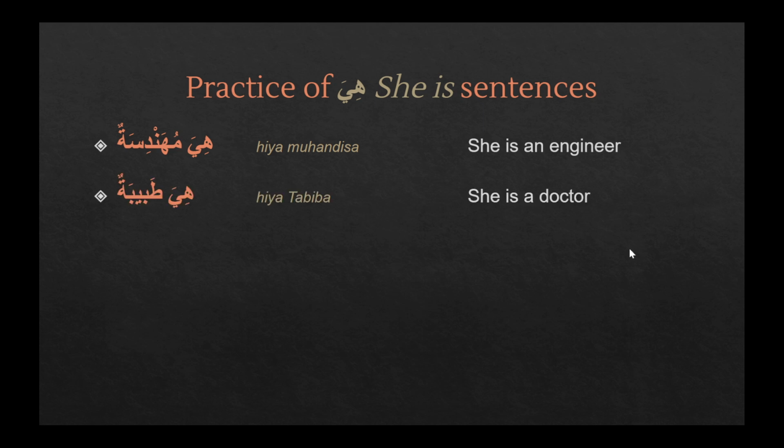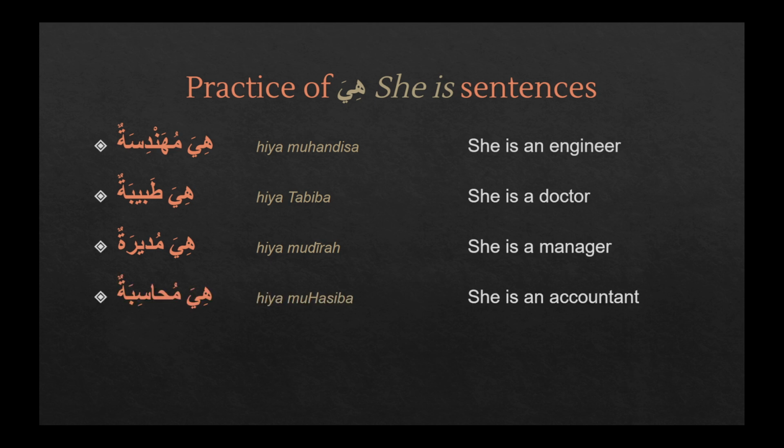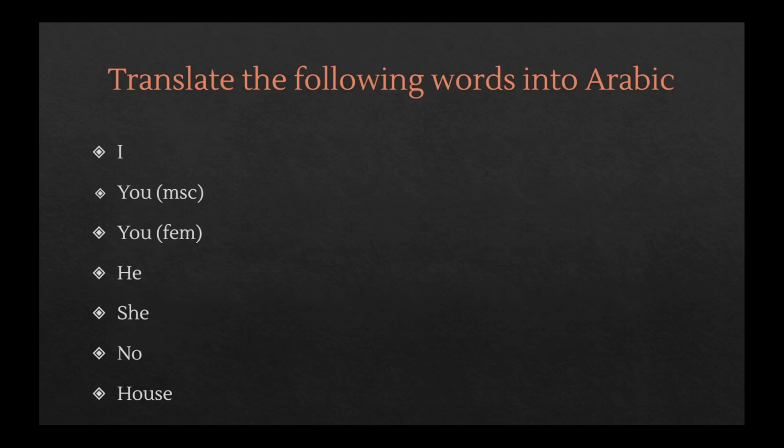Now let's practice forming sentences using hiya, meaning she sentences. هي مهندسة. She is an engineer. هي طبيبة. She is a doctor. هي مديرة. She is a manager. هي محاسبة. She is an accountant. هي عاملة. She is a worker. So as you can see, all the words on this slide also have this special ta marbuta ending, which indicates a feminine form.